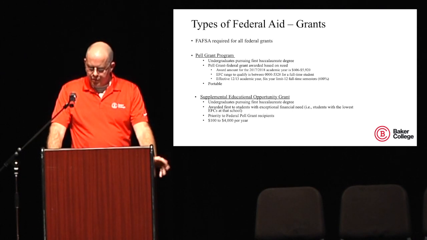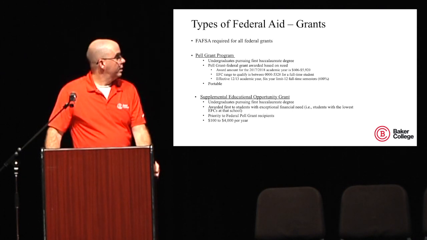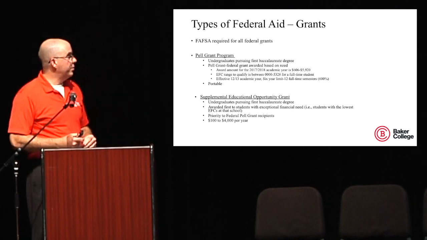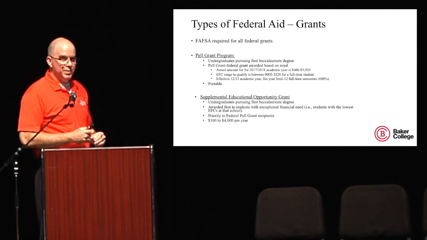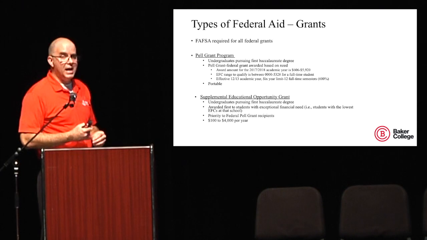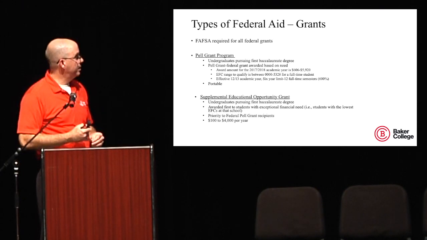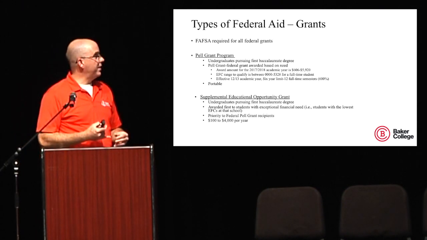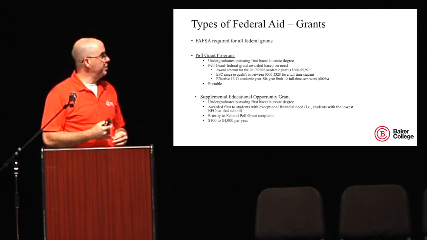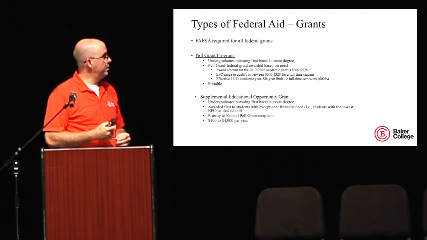The Pell Grant is a federal grant awarded based on need. The award amount for the current school year for a full-time student is between $606 and $5,920. The EFC range to qualify should be between 0 and about $5,328 for a full-time student.